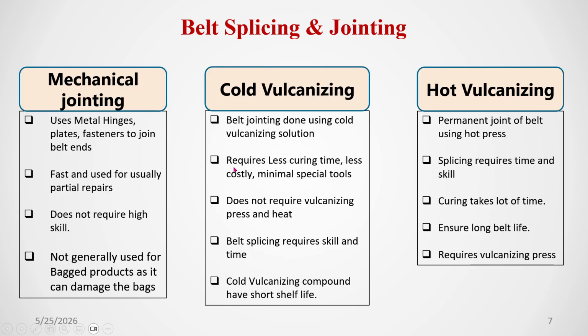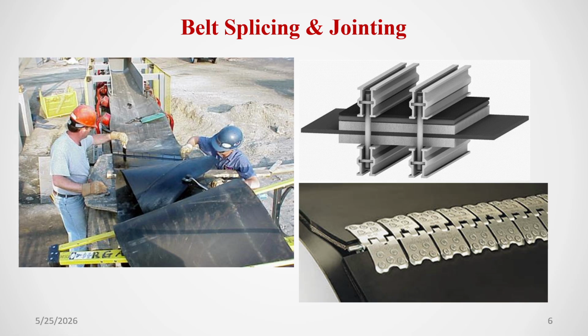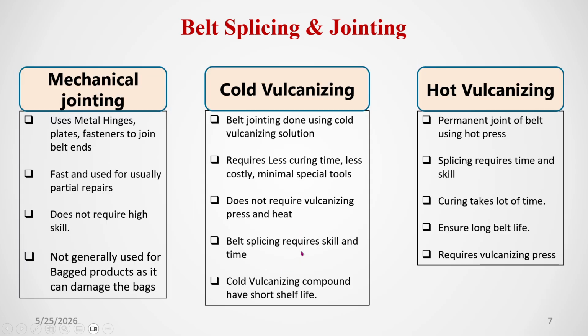Now, the advantages and disadvantages of mechanical joint, cold vulcanizing and hot vulcanizing. In the mechanical joint, we use mechanical hinges, plates and fasteners to join belt material. You can see the hinges, the fasteners and the joint. So fasteners join the two ends of the belts.